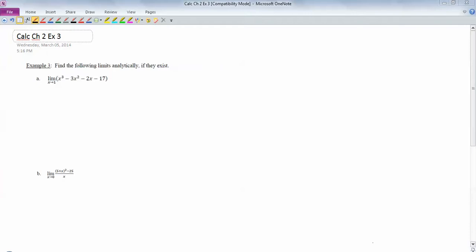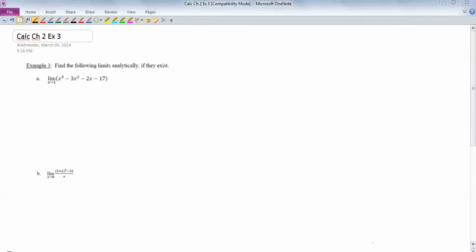So in this video, we want to find these following limits analytically. And so let's think about what kind of properties these various functions have, and that'll help us figure out strategies for evaluating the limits. So the first one is a cubic function that we're taking the limit of.